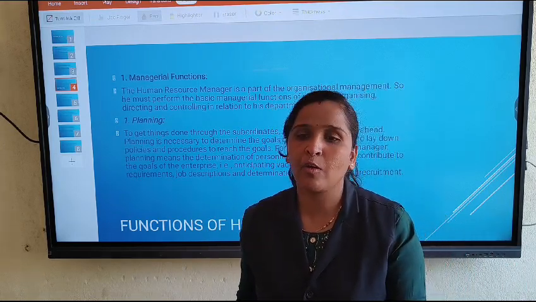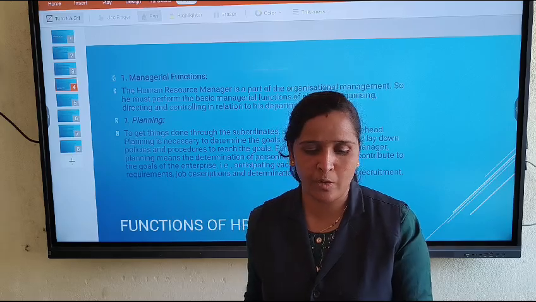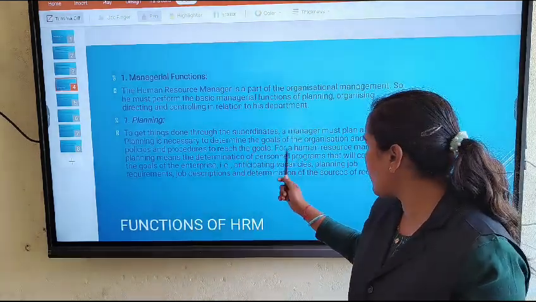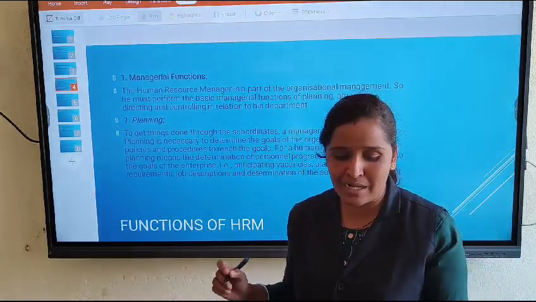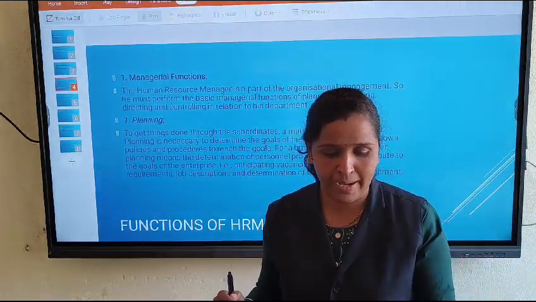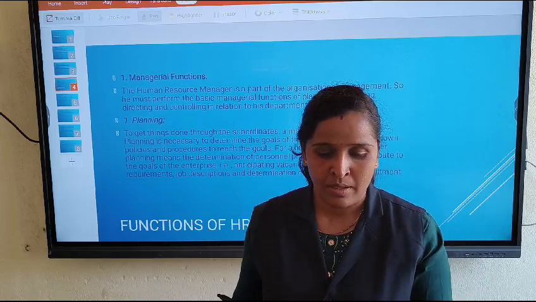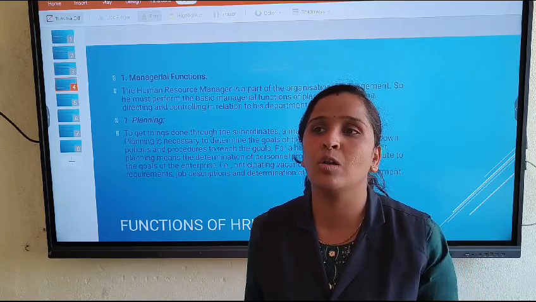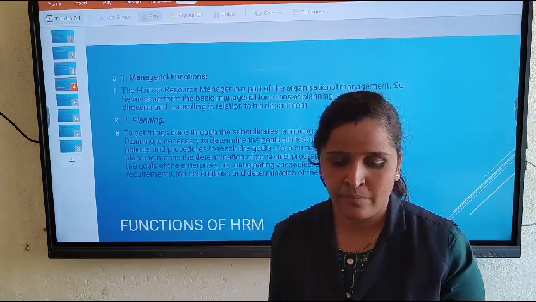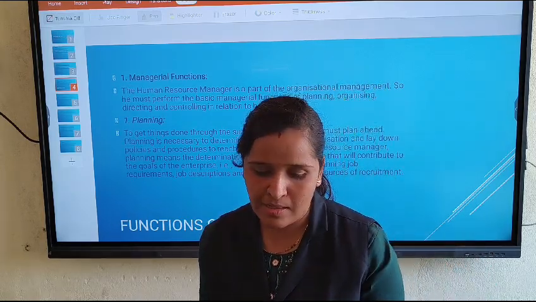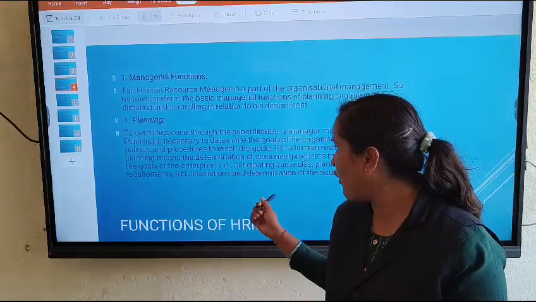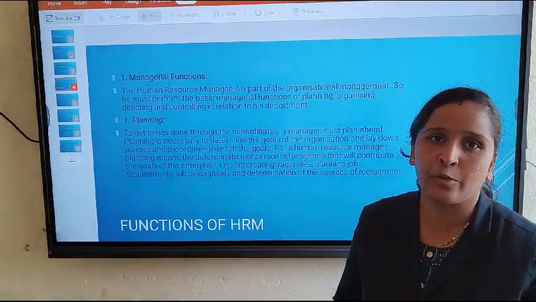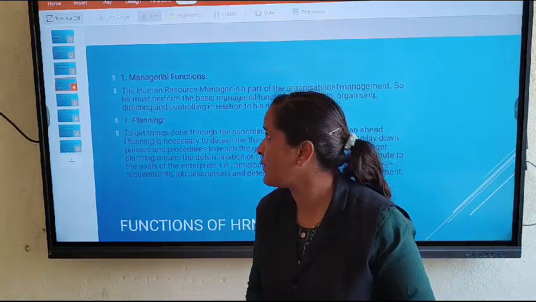Planning is determining the organization's goals, laying down policies and procedures. For human resources managers, planning means determining personnel programs which conduct the goals of the enterprise. It includes attracting people, job descriptions and determining the sources of recruitment. It is called planning.